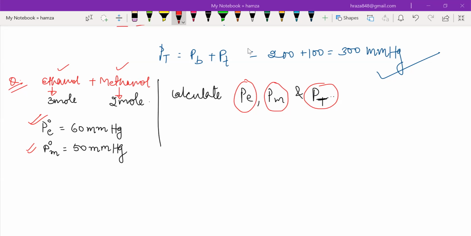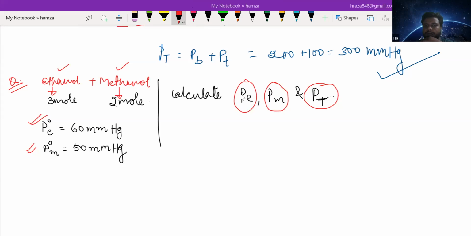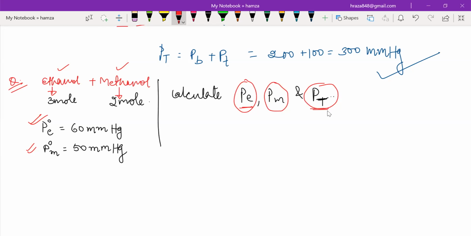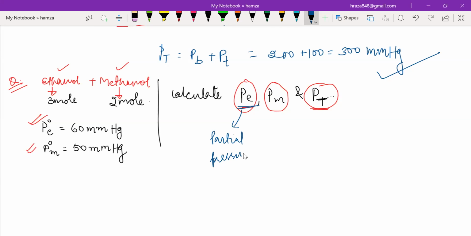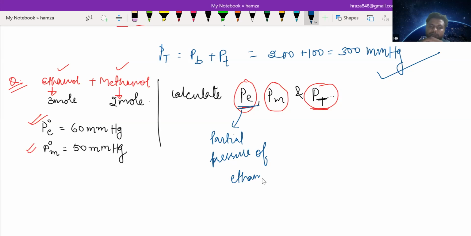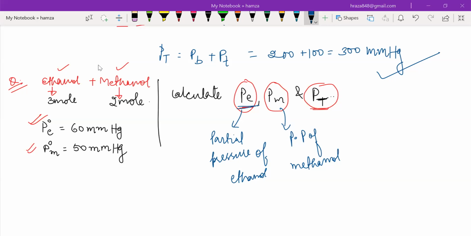Sir, 110. Which you solved, PE, PT, sir. PT, total pressure. To do PE plus PM, right? Yes, first partial pressure. If you have problem, I'm going to write partial pressure of ethanol. What is answer? Partial pressure of methanol. Please solve all three questions, then let me know the answer.